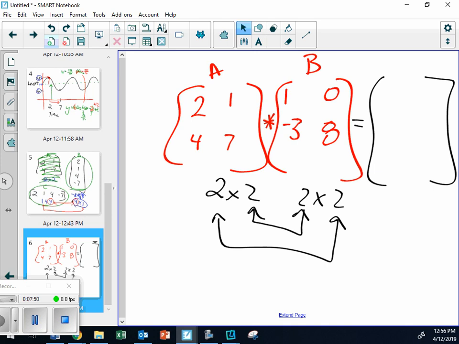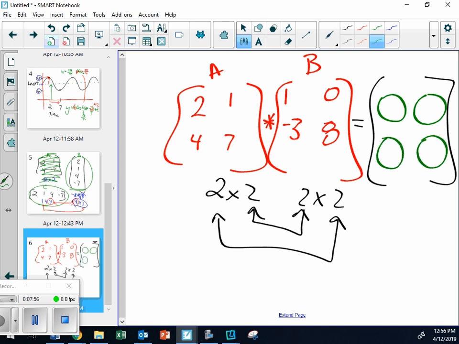All right, so I like to put Easter eggs where my answers are going to be. This one's got 4 answers, and I'm going to put little circles there. And then I name those locations. I don't have to name them every time, but when you're new at this, it's probably pretty smart to just do all 4 of them. It doesn't take very long.